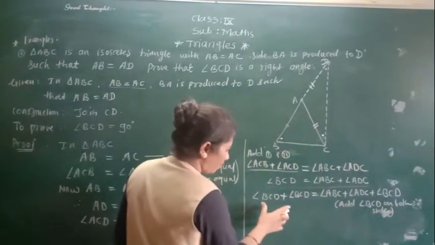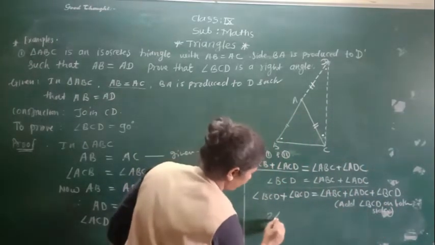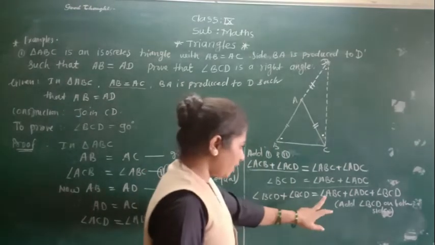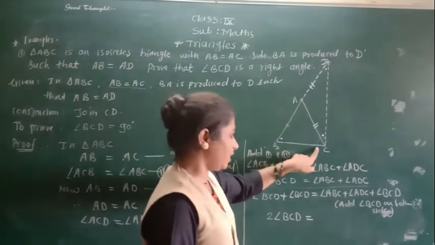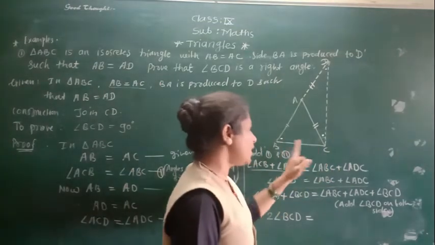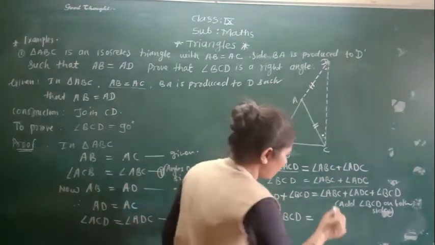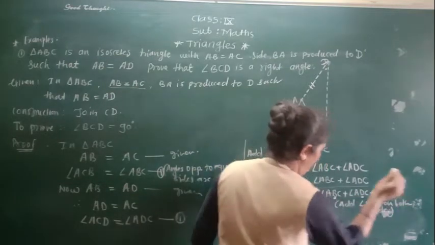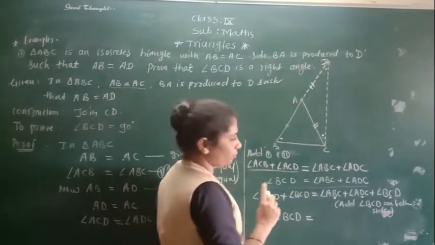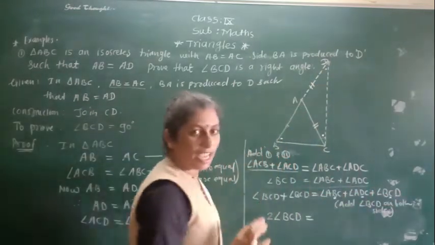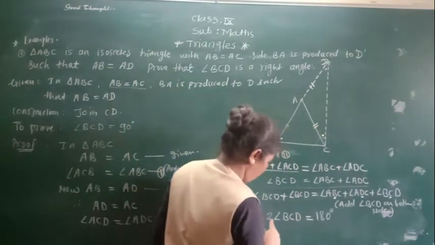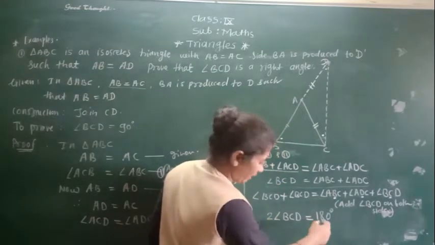So here BCD plus BCD, 2 times angle BCD will be there. And here angle ABC plus angle ADC plus angle BCD, right? So these angles are from this whole triangle BDC. What is the sum of all these 3 angles of a triangle? Of course it is 180 degrees, right? So now this 2 is multiplied here, we will divide it.